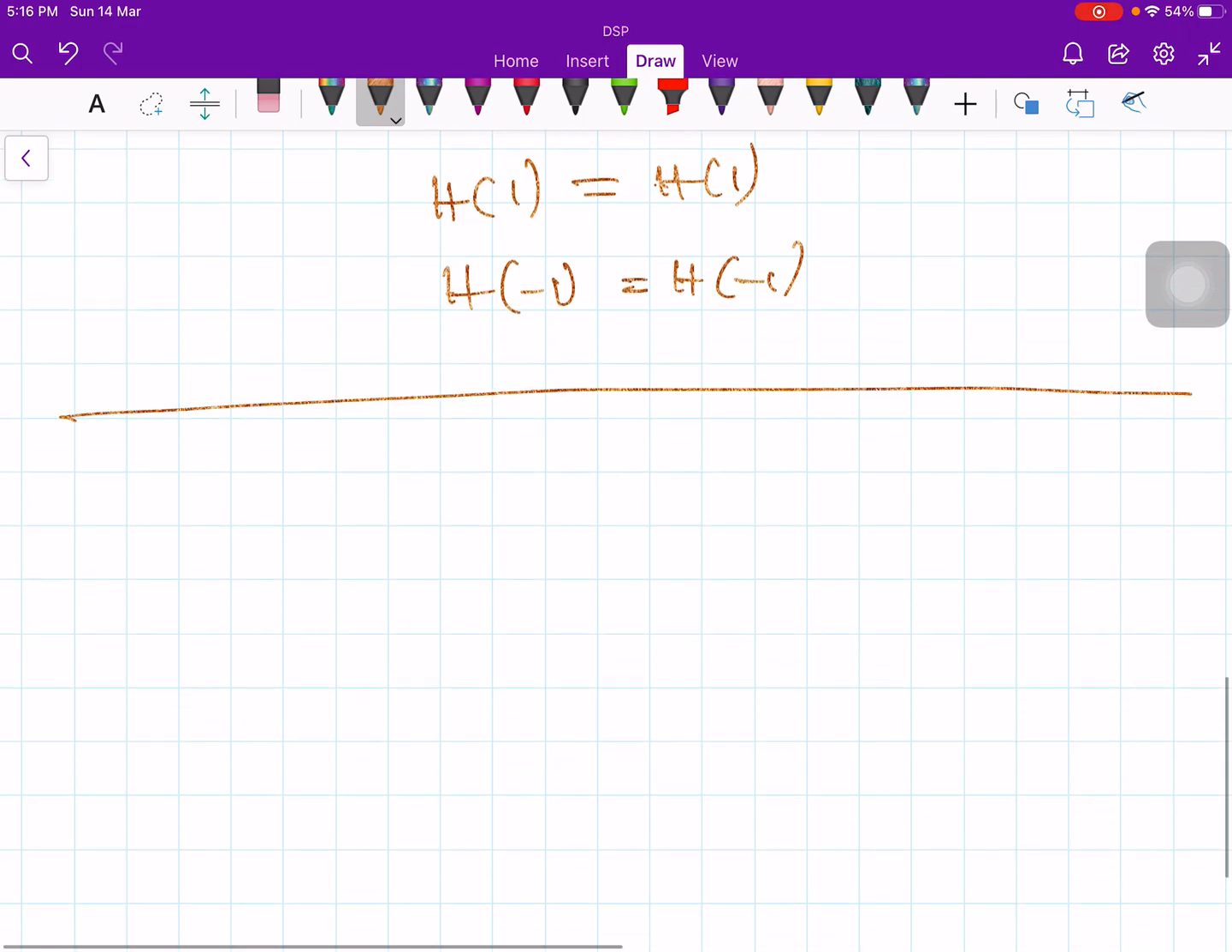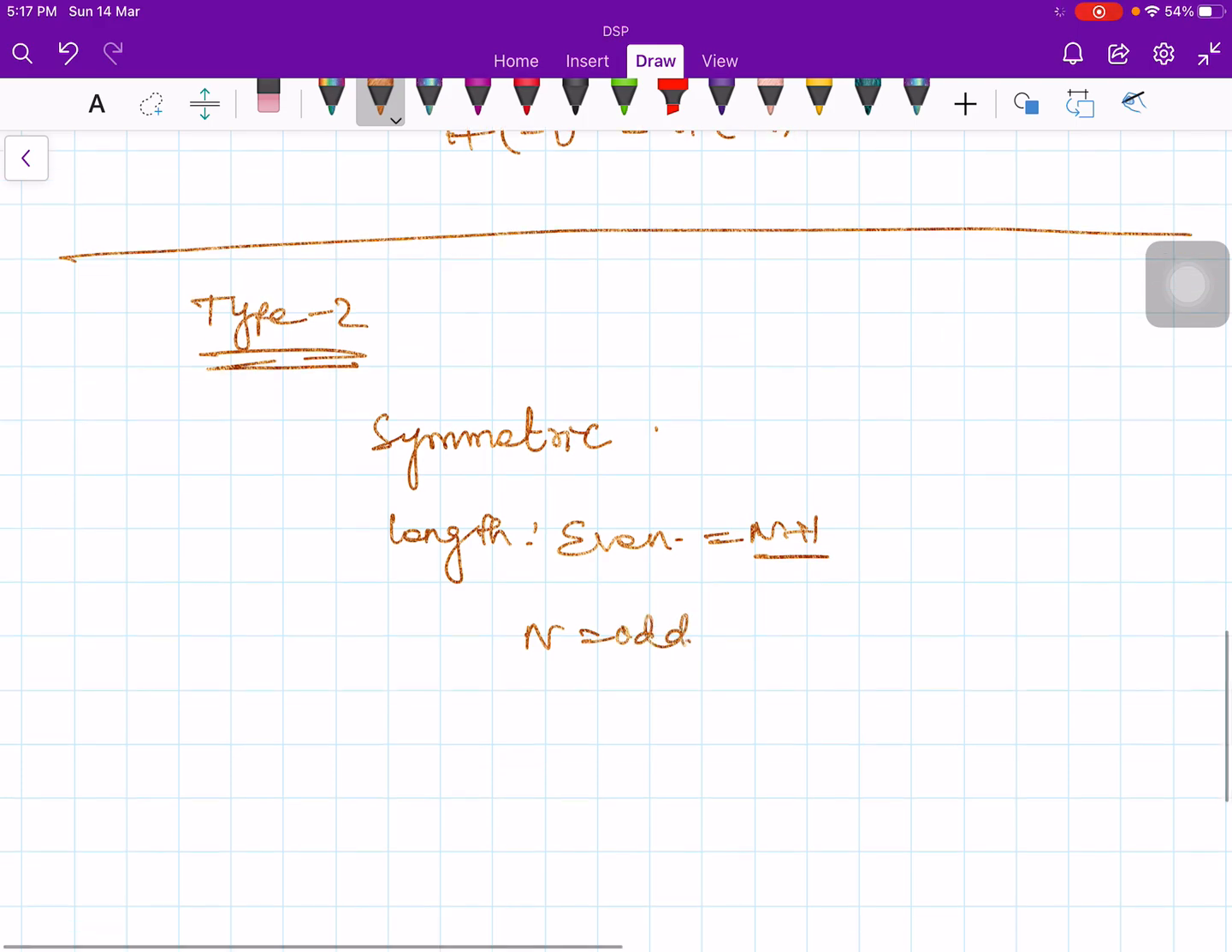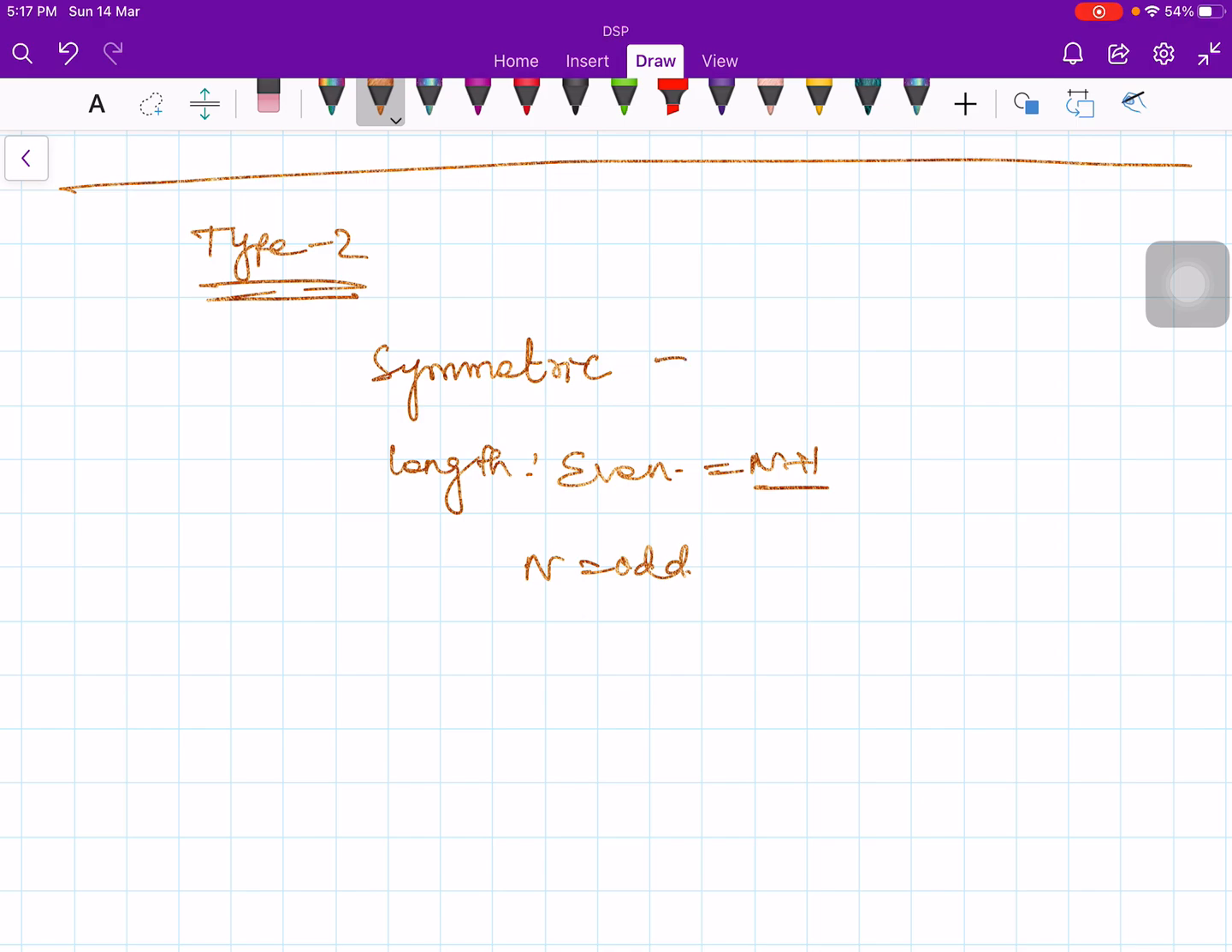Now let us discuss the type 2 filter. In type 2 it is again symmetric, and the length is even now. The length was odd in the previous case; now N plus 1 is an even number, and N is an odd number. So this is your type 2 filter. Symmetric means the condition is h of n is equal to h of capital N minus small n.